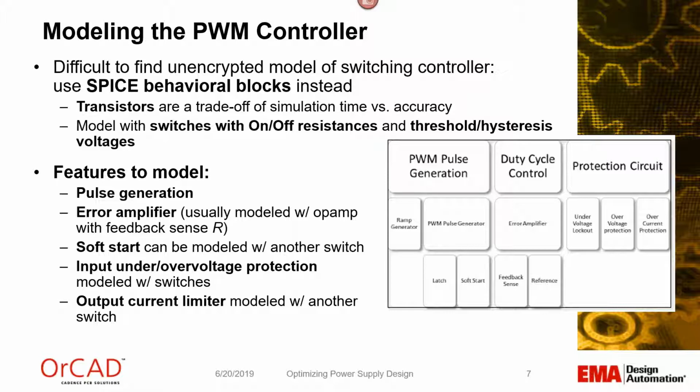You'll have input protection on your voltage, meaning that you don't want your power supply controller to be sending out voltage pulses when the voltage is too high or too low. And likewise, when the output current is too high, we want to be able to shut off our voltage supply as well, so we don't overheat our board.